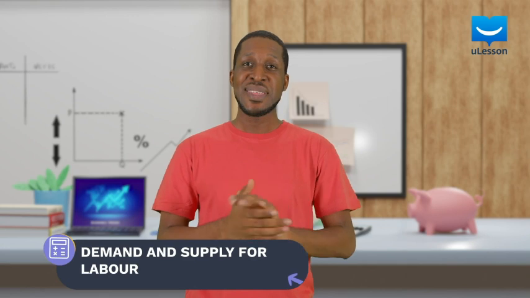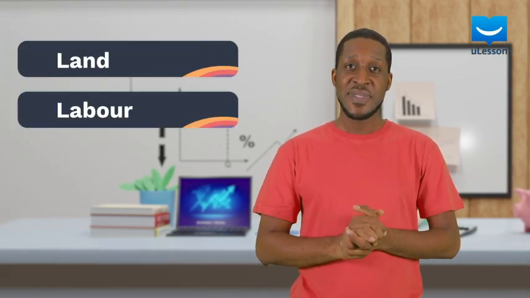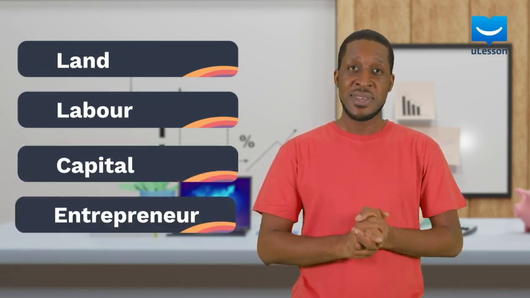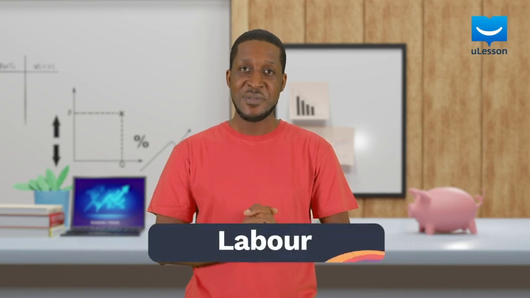Welcome. Recall that the four factors of production are land, labor, capital, and entrepreneur. To produce goods and services, you will need these factors. The type of business you want to carry out may determine the size of factors of production you will need, but all businesses require these factors. And in this lesson, we will be looking at the demand and supply for one factor, labor.